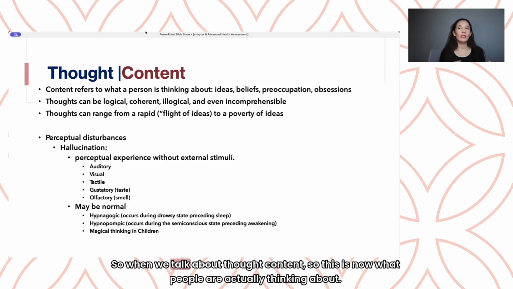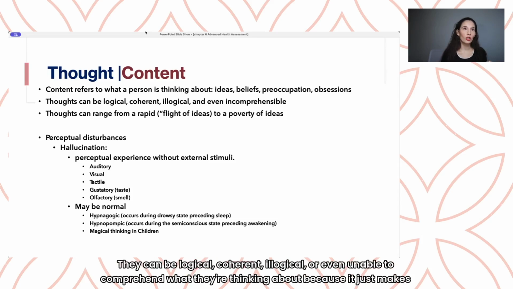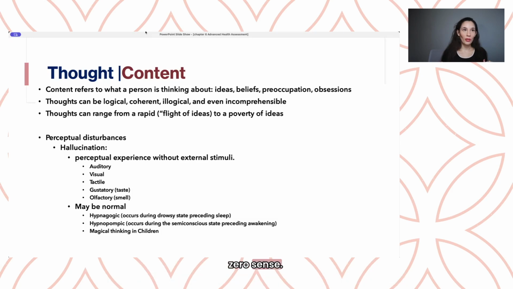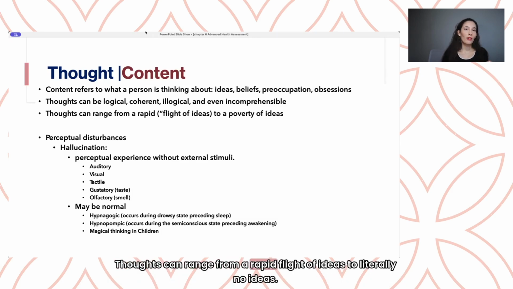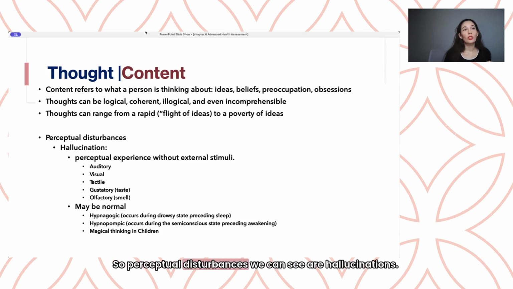All right. So when we talk about thought content, so this is now what people are actually thinking about. These can be ideas, beliefs, preoccupations, obsessions. They can be logical, coherent, illogical, or even unable to comprehend what they're thinking about because it just makes zero sense. Thoughts can range from a rapid flight of ideas to literally no ideas. Like you ask people things and they just don't respond. They have no thoughts.